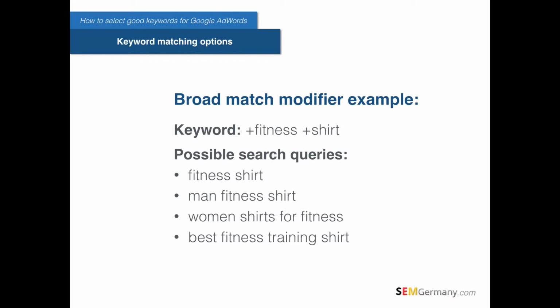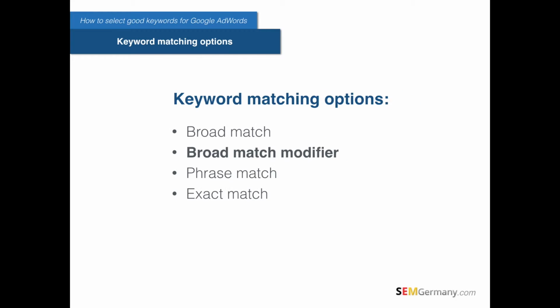And that enables you to control more exactly how relevant your ads become, because now when someone is searching for business shirts and you only sell fitness shirts, your ad won't be shown to that person. But everyone who's searching for shirts in combination with fitness will find your website. Sometimes though, the broad match modifier option is still too broad, and you say, I want both words to be part of the search query, but they belong together in order to trigger my ad. In this case, you can use phrase match.